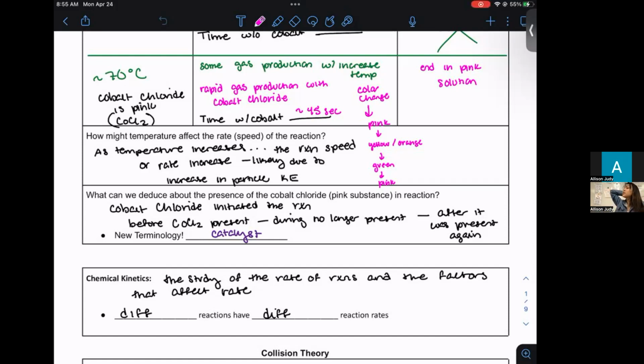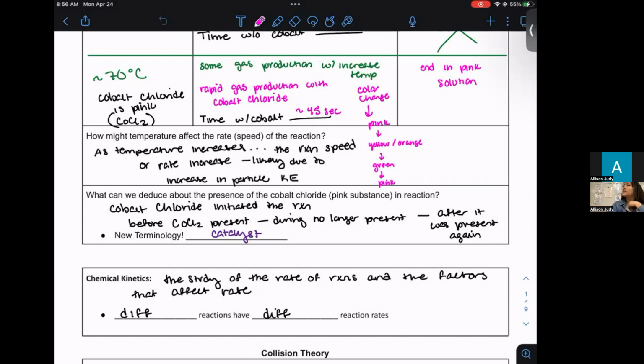So what was the third one? Aislinn? Temperature. Temperature is the cheapest and easiest, most reliable way to control up and down the rate of a reaction. What's the relationship? Give me one of them. As temperature increases, rate increases.